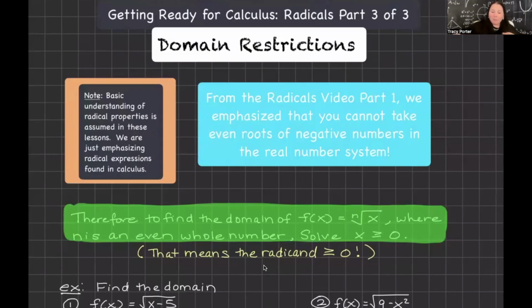Okay, the last big focus for dealing with radicals, I would say, to prepare for the calculus that I wanted to go over. So we call this part 3 of 3, and it is going to be related to domain restrictions. From the first radicals video, part 1, we were talking about how you cannot take even roots of negative numbers in the real number system.